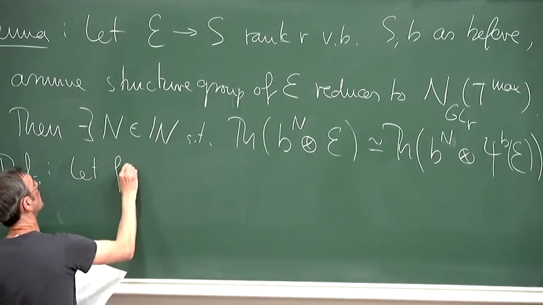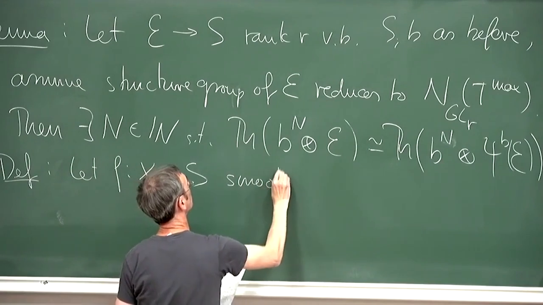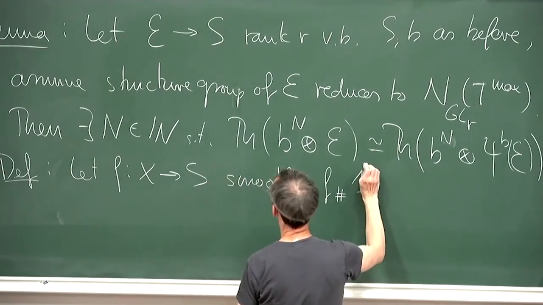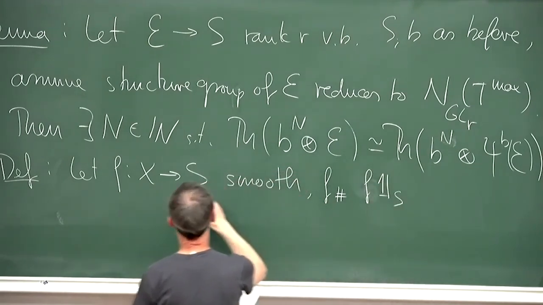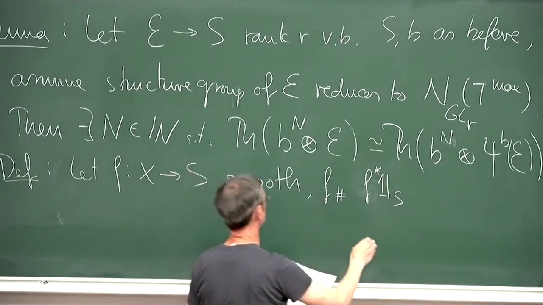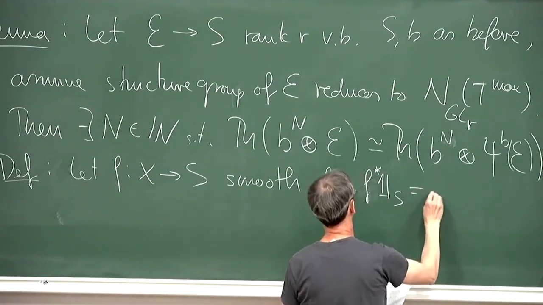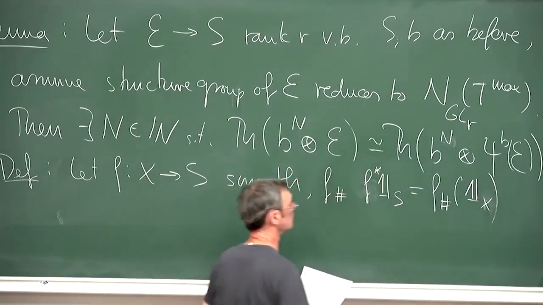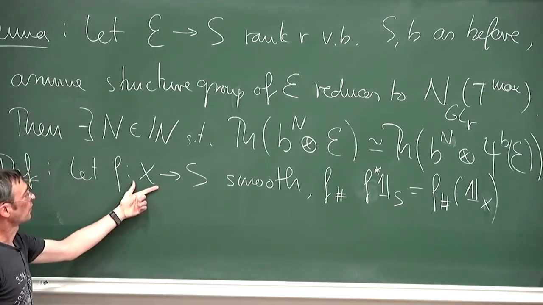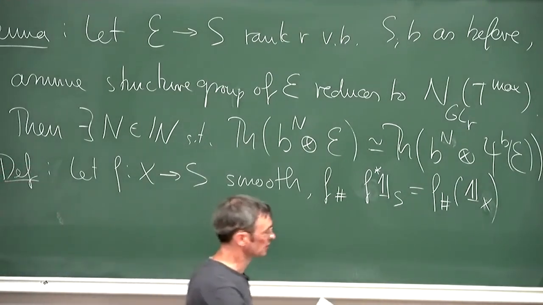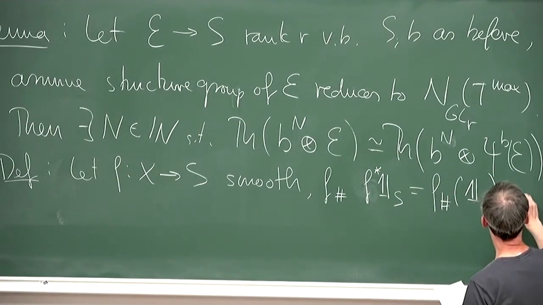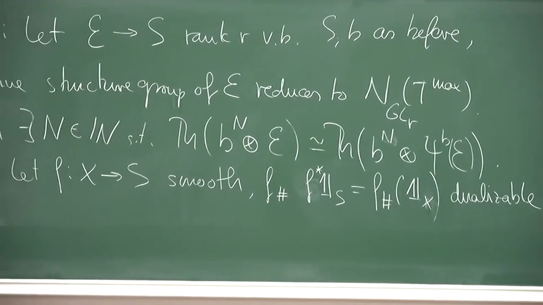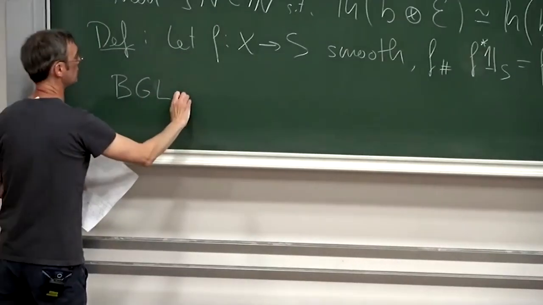So we take f from X to S smooth, and we assume that when we take the sphere spectrum over S, we pull it back to X, we get the sphere spectrum over X, and then we push it down again using this smooth map. So this is the suspension spectrum of X considered as a smooth S-scheme with a disjoint base point. We assume that this here is dualizable. And then there's a transfer map. And I don't know whether it's appropriate to call it the Becker-Gottlieb-Levine transfer.